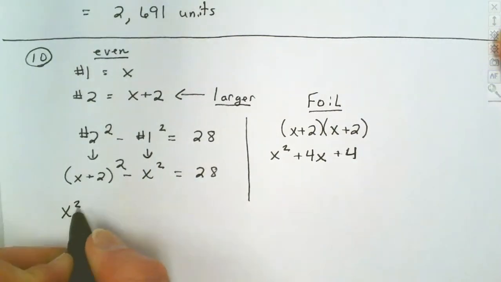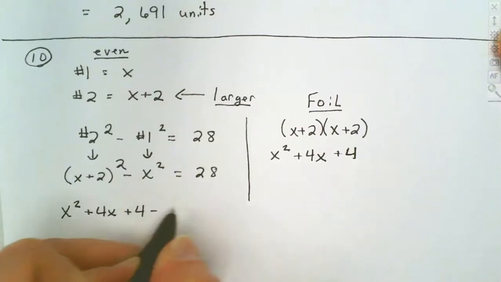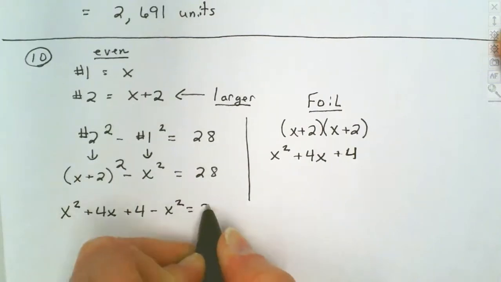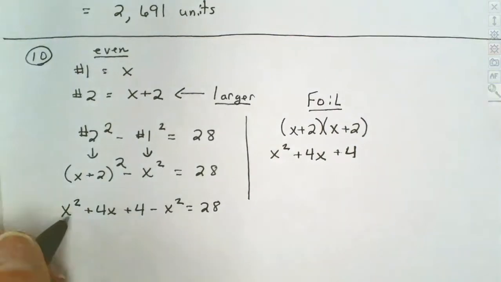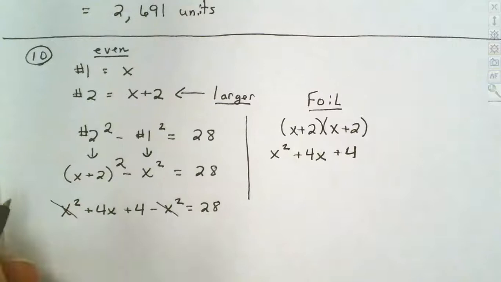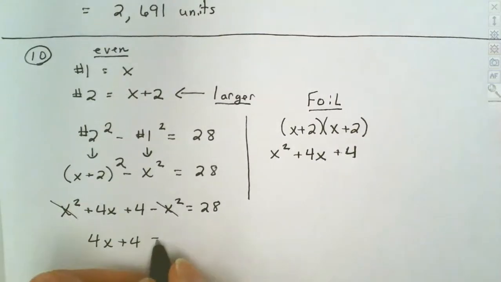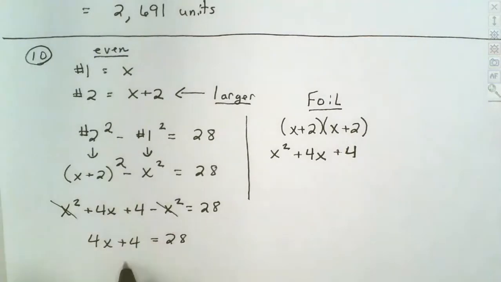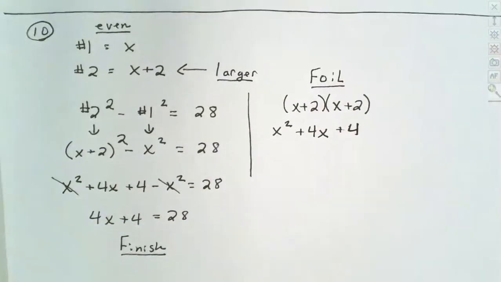I'm going to do one more step, and then I'll leave the last one for you to finish out. So we got to here. Now, what's going to happen with the x squareds? They're going to do what? They're going to cancel out, right? So now we're left with 4x plus 4 equals 28. And I think you can finish it from here. I don't want to work it out completely, but you should be able to finish it from here.